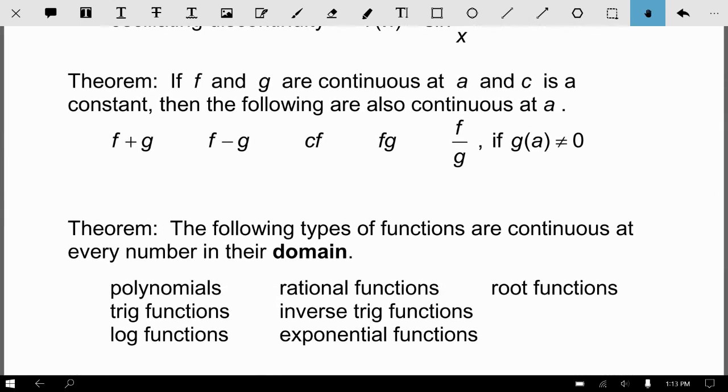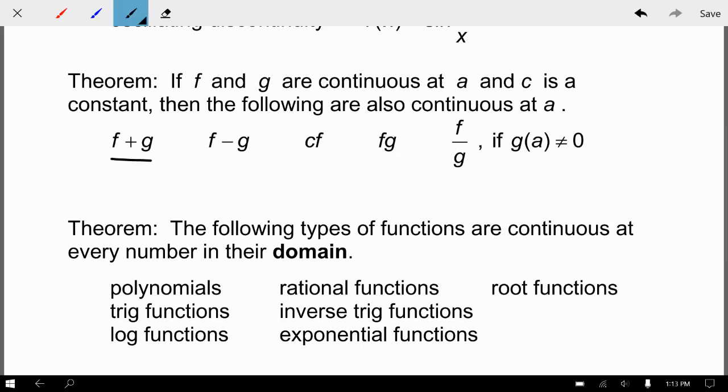So a little bit more about continuity. If I have two functions that are continuous and I combine them in any way, it's going to result in a continuous function. So you can see, these two functions are called f and g. If I add them together, I get a continuous function. If I subtract them, if I multiply by a constant, if I multiply the two functions together, even if I divide the two functions, I still have a continuous function, provided that the denominator isn't going to be 0 at any point.